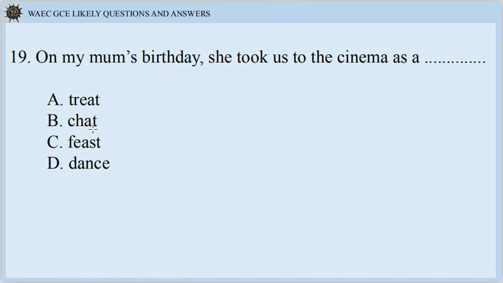Of course, you can chat anywhere, not compulsorily in a cinema. Feast is a large meal, in most cases, in someone's home. Dance is a form of movement to music. It's a rhythmic movement. Since in this question, they went to the cinema for a specific enjoyment, then option A is the correct option. It is a treat. On my mom's birthday, she took us to the cinema as a treat.